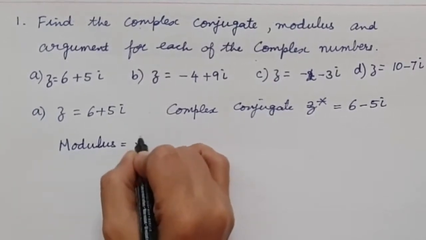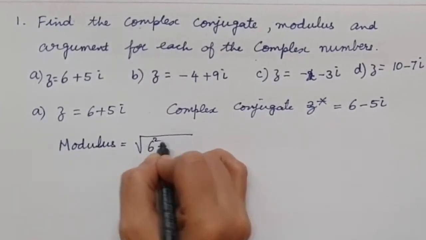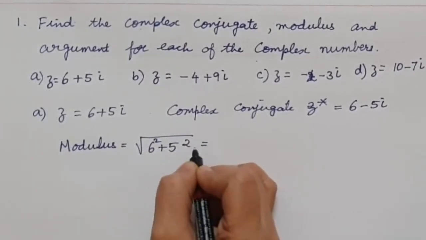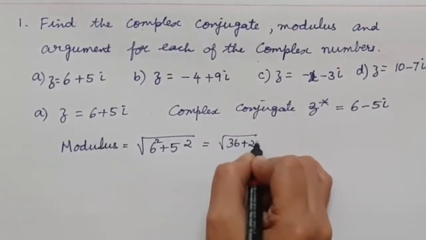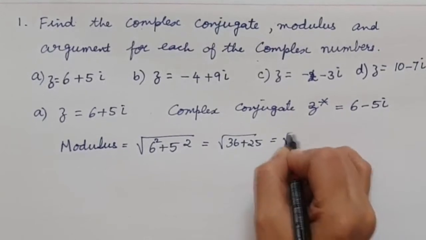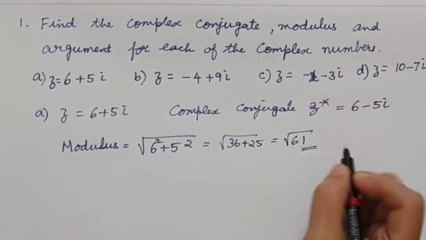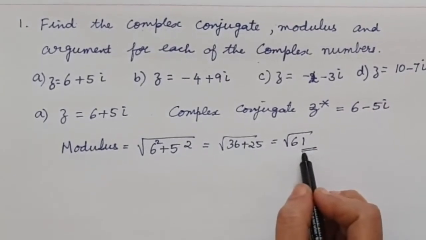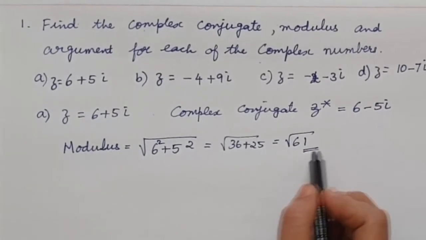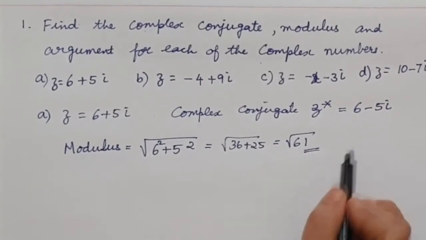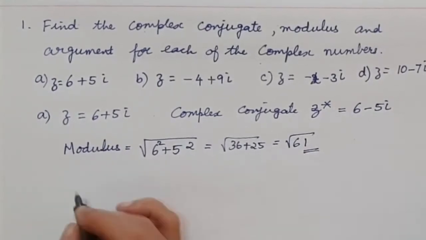Modulus will be equal to square root of 6 square plus 5 square. 6 square plus 5 square will give us 36 plus 25. So this will be equal to square root of 61. You can just write it like this. If they ask you to write your answers to 2 significant figures or 3 significant figures or 2 decimal places, then you can use your calculator and write your answer.